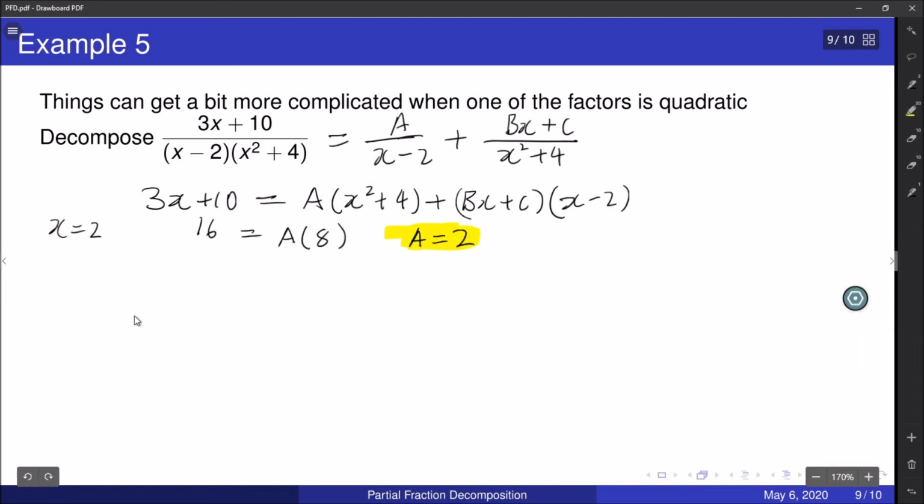Now, next one. Let's find b. Okay, b. You can't really eliminate a because there's no real x value that will make the whole thing disappear. So we have to try something else.